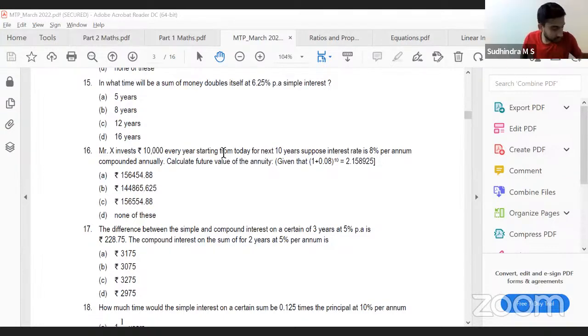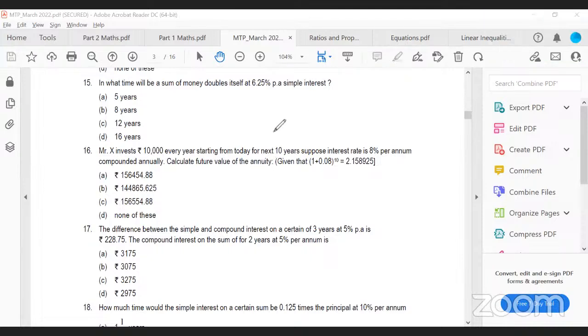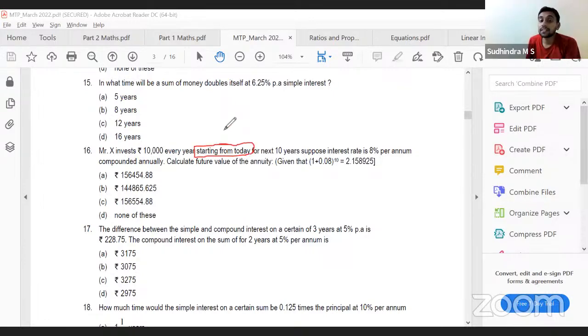This is what I said. Read the question carefully. Future value, there are 2 types, whether it is a single amount or an annuity. They have specified annuity. Under annuity, we have 2 types again, annuity regular or annuity due. Since it states starting from today, it is immediate, annuity immediate or annuity due. So we have to apply the annuity due formula.